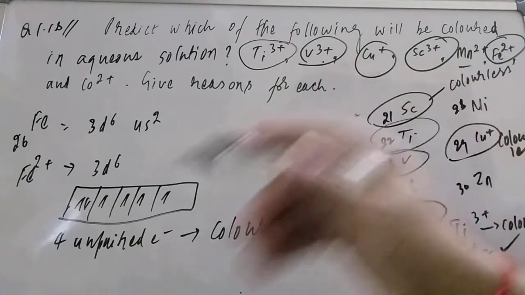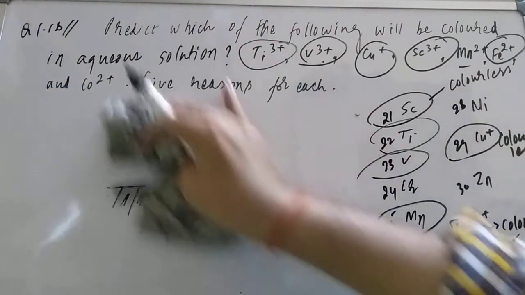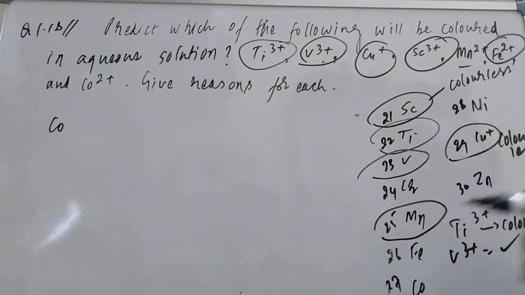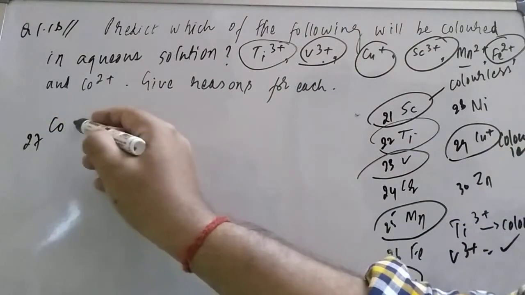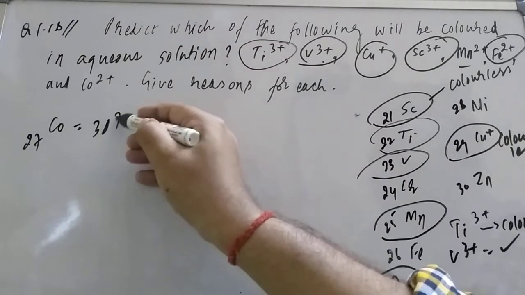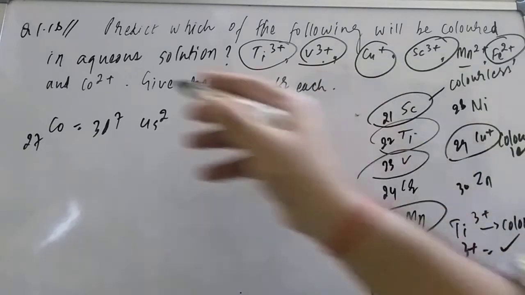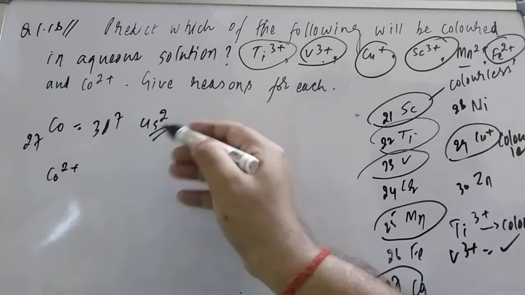Now let us do the last one, cobalt, student. When you are talking about cobalt, what is the atomic number, student? That is 27. So what is the configuration, student? 3d7 4s2. What charge are they giving for cobalt? Cobalt 2 plus. Cobalt 2 plus means the 4s electrons will go.